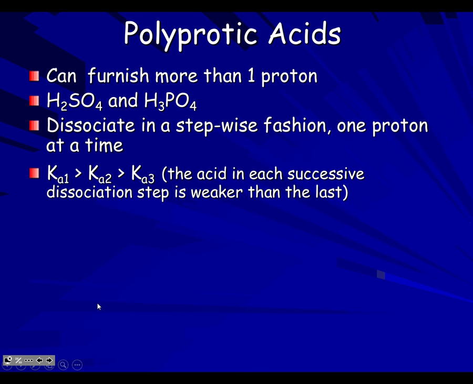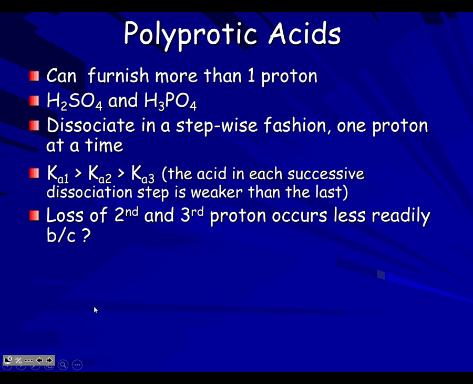Well, what's kind of interesting is that their Kas follow a pattern as well. The Ka of the first hydrogen you lose is going to be bigger than the Ka of the second hydrogen you lose, which is then bigger than the Ka from the third hydrogen you lose. So with polyprotic acids, as you lose more and more hydrogens, your Ka value gets smaller and smaller and smaller.